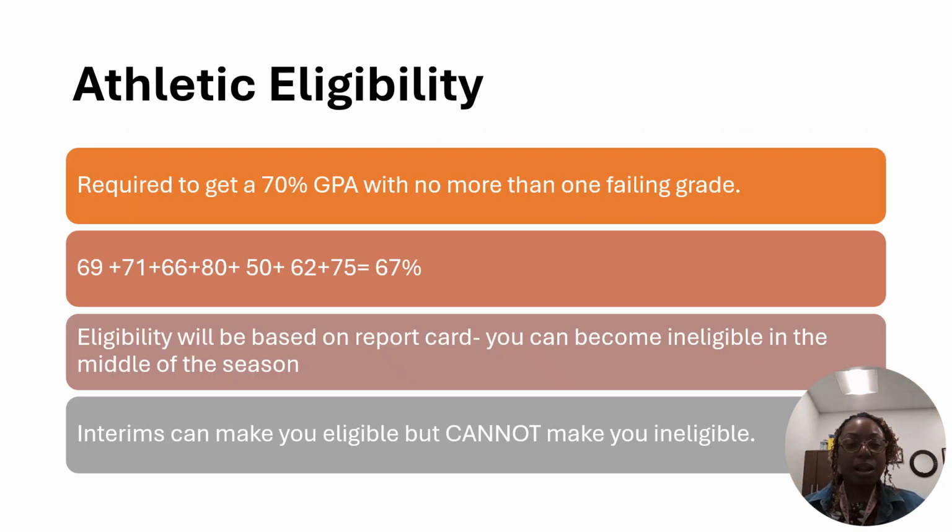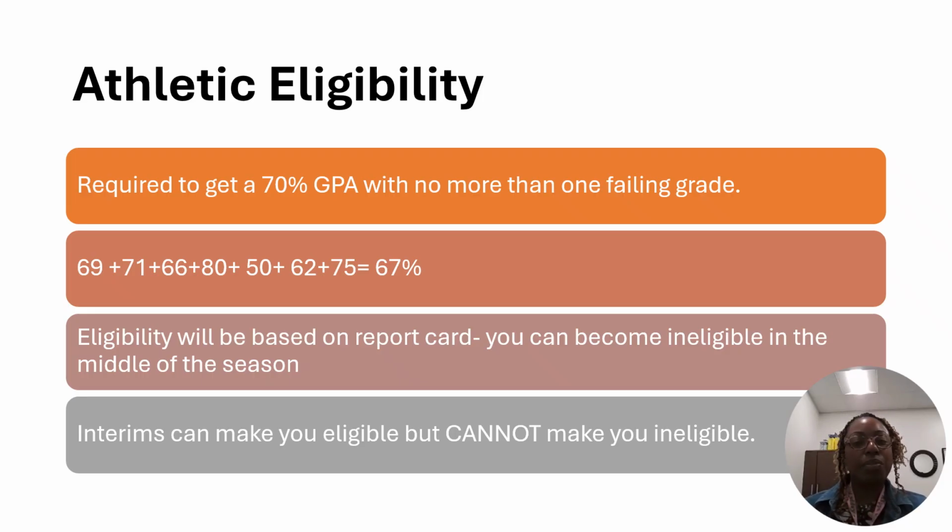All right, so let's talk about athletic eligibility. You are required to get a 70% grade point average with no more than one failing grade to be eligible. So in the next line, it shows you how you can have a different array of grades from B's and C's and some D's in there, and then you can get that 150, and that can bring you down from a 70 to a 67.